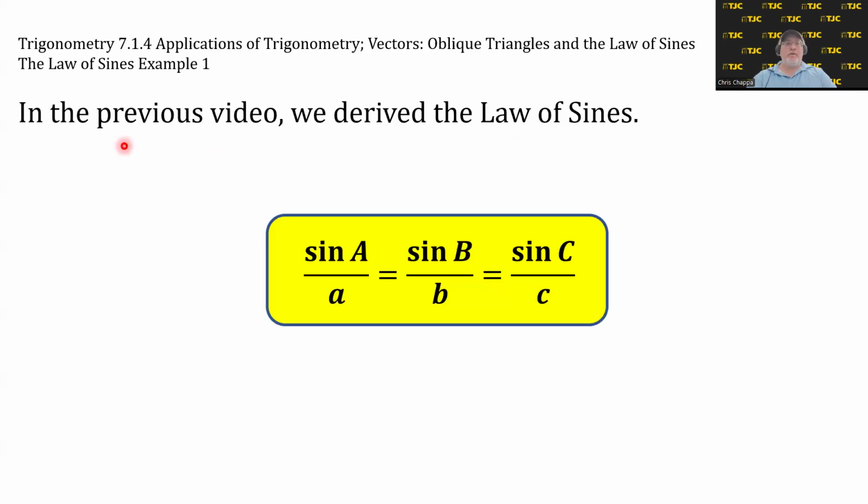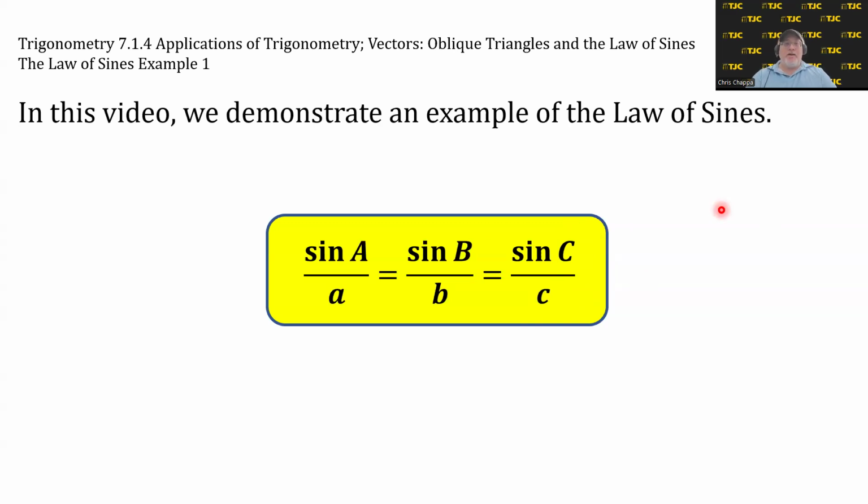In the previous video, we derived the law of sines in any triangle ABC. Sine of angle A divided by side A equals sine of angle B divided by side B, which also equals sine of angle C divided by side C. It should be pointed out that we only use two of these three ratios at a time. In this video, we demonstrate an example of the law of sines.